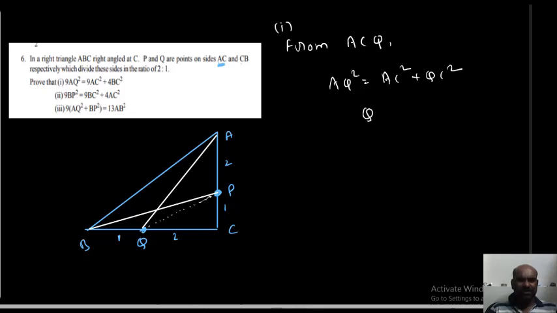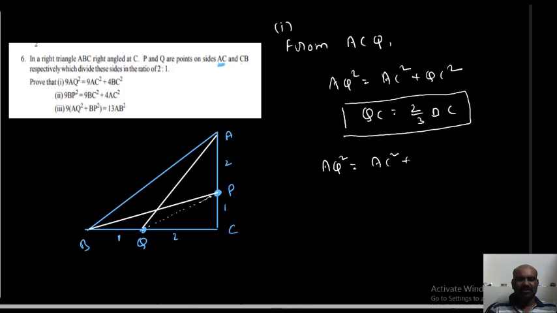The important thing is, what is QC? QC is equal to 2/3 times BC. This is important. Q divides BC in the ratio 1:2, no? So QC is equal to 2/3 times BC. Substitute that: AQ square equal to AC square as it is. Instead of QC, I can write directly 4 by 9 into BC square. Or 9AQ square equal to 9AC square plus 4BC square. I think this is result number 1. Result 1 completed.